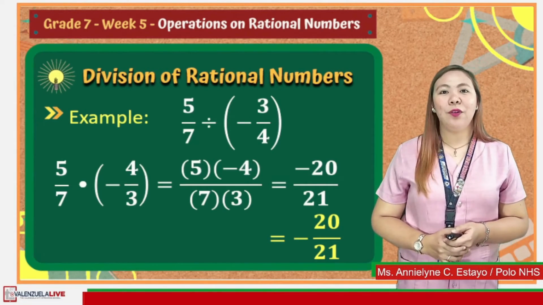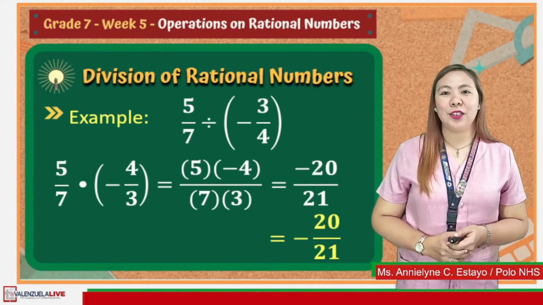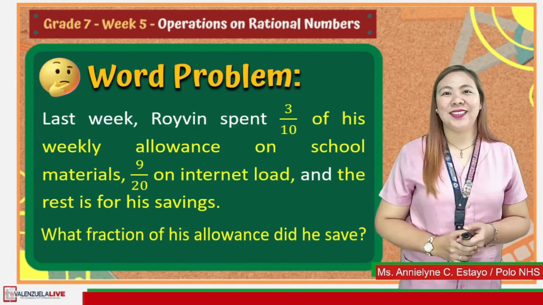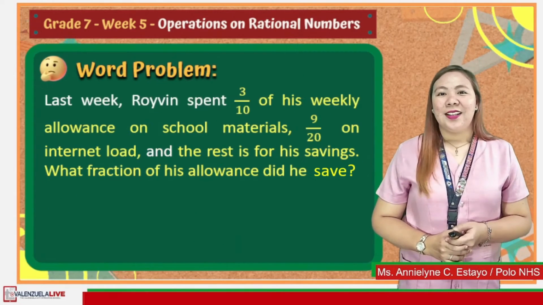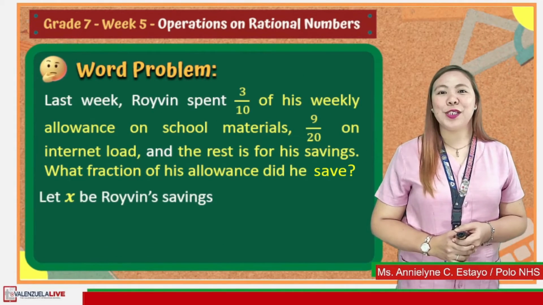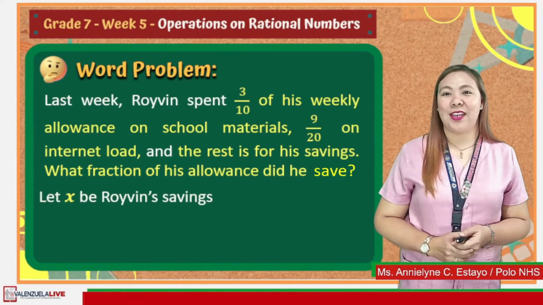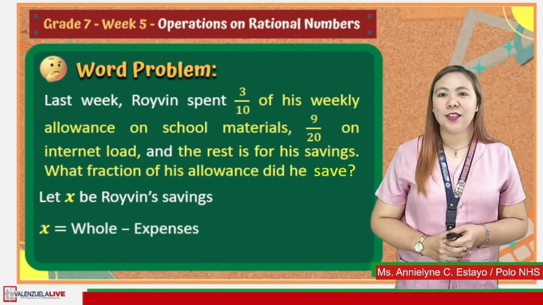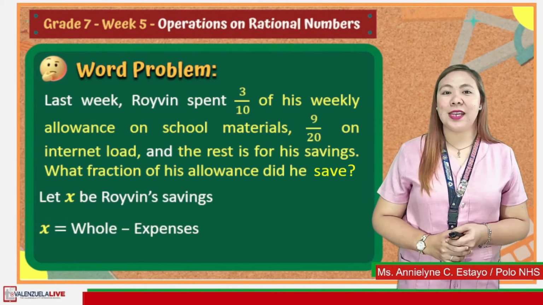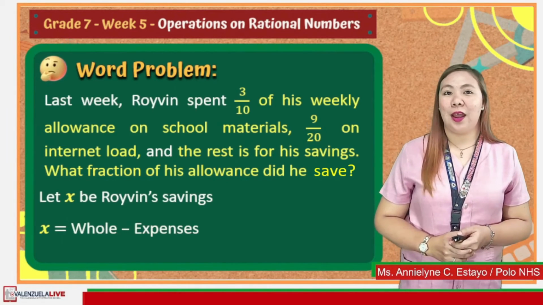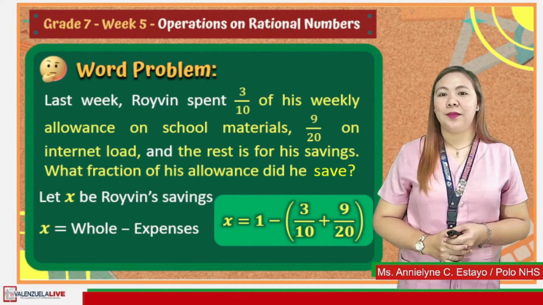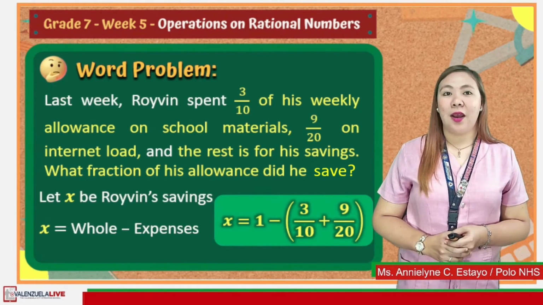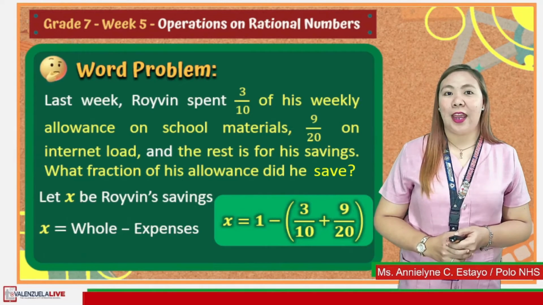Now that we already know how to operate rational numbers, we can solve our problem. Let us use x to represent his savings. For us to find the value of x, we just need to subtract the sum of his expenses from the whole allowance. It will be x is equal to 1 minus the sum of 3 over 10 and 9 over 20.